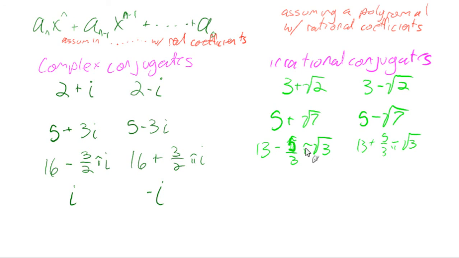So the way that's going to play out in our problems is they'll tell us one of these is a zero. We'll have to remember to assume that the conjugate is a zero as well, and work from there. Okay, and you'll see that specifically in the sample problems.